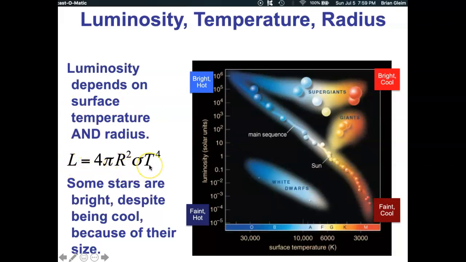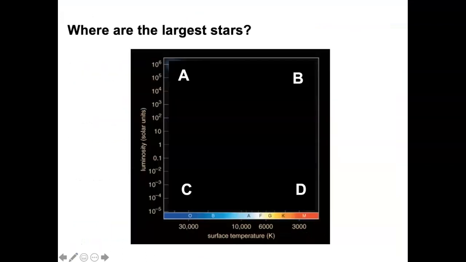Some stars have a high luminosity because they're big. Some stars have a high luminosity because they're hot. Some stars have a high luminosity because they're both. But since you've got this graph of luminosity and temperature, you can just eyeball the graph to get a sense of, is this a big star? Is it a medium star? Or is it a small star? For example, what do you think?